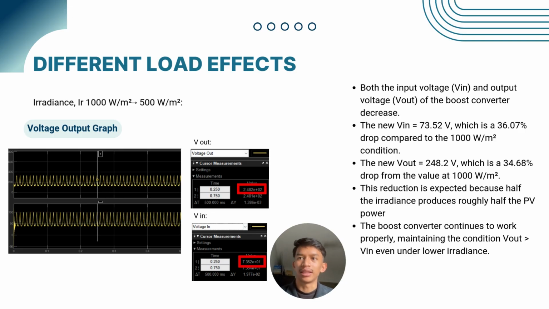This behavior is expected because the lower irradiance level means the PV panel generates less power, so the converter receives a smaller input. Despite this reduction, the boost converter still operates correctly. The important condition, that V out remains higher than V in, is maintained. This confirms that even under reduced sunlight, the converter can still step up the voltage as designed.